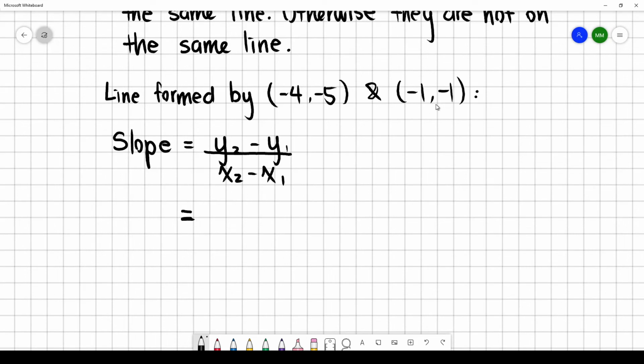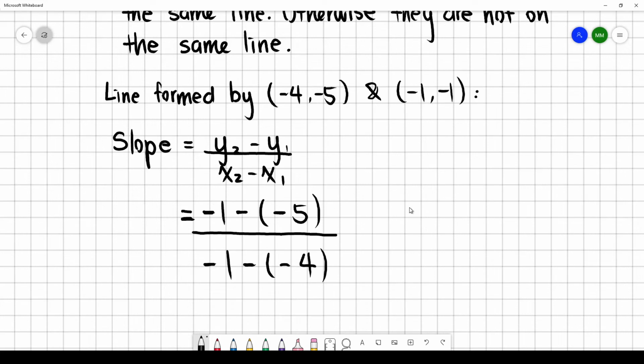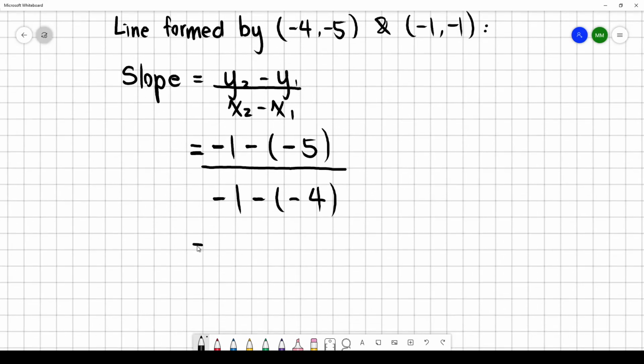Plug in the values. So let's say this is a y2. So -1 minus -5 over -1 minus -4. Slope is 4. And here, the slope is 3.